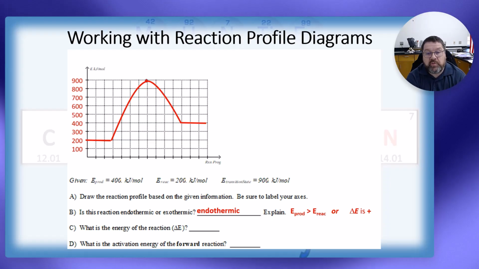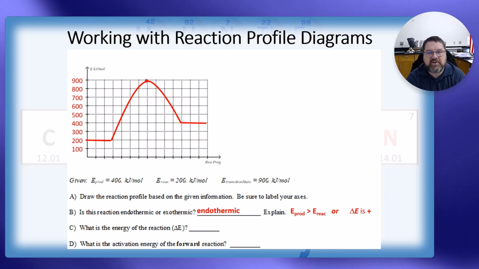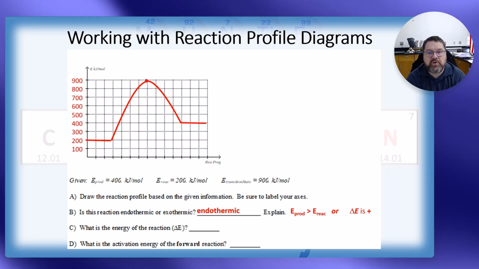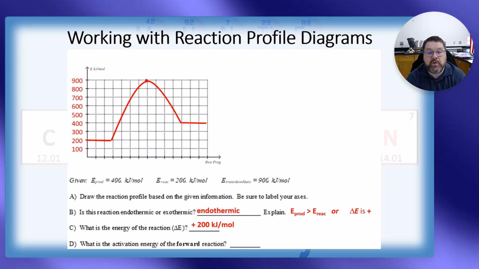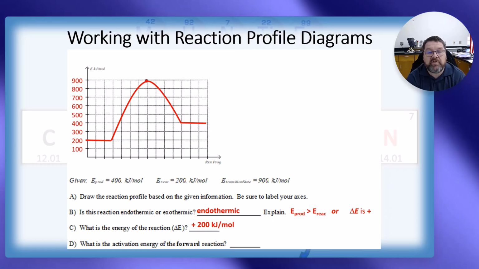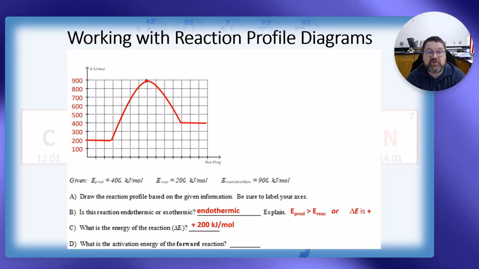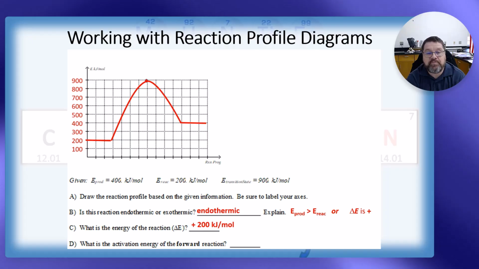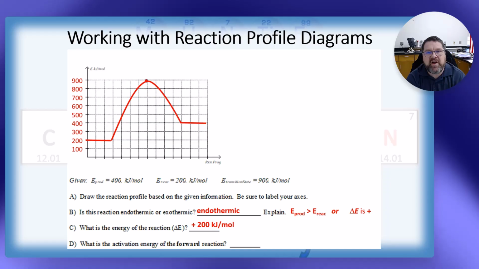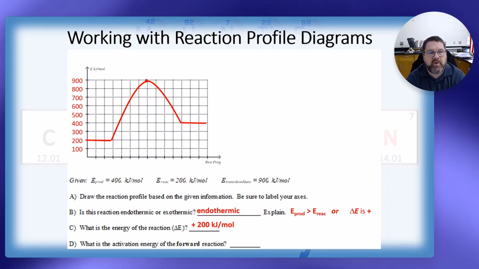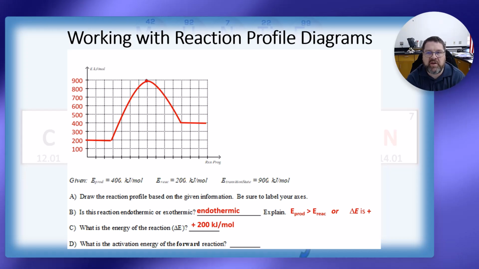Question C then wants to know specifically what is the delta E, and we already talked about that. The products minus reactant energy is going to be 400 kilojoules per mole minus 200 kilojoules per mole for a grand total of positive 200 kilojoules per mole. Notice the sign is included, and that's because delta E can possibly be either positive or negative. So you do want to explicitly show the sign for delta E. Activation energy, on the other hand, is always going to be a positive value because every reaction, endothermic, exothermic, fast, slow, doesn't matter, is always going to require an input of energy to break the existing bonds.